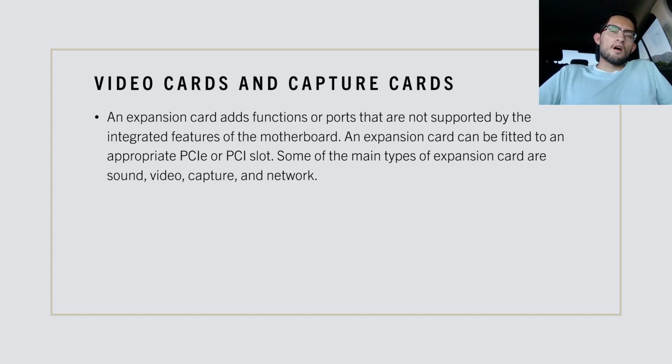Okay, so this one we have video cards and capture cards. Have you ever heard that Elgato is a capture card? A video card could be probably like the NVIDIA 1080 Ti. That's one pretty famous. An expansion card adds functions or ports that are not supported by the integrated features of the motherboard. An expansion card can be fitted to an appropriate PCIe or PCI slot. Some of the main types of expansion card are sound, video capture, and network.